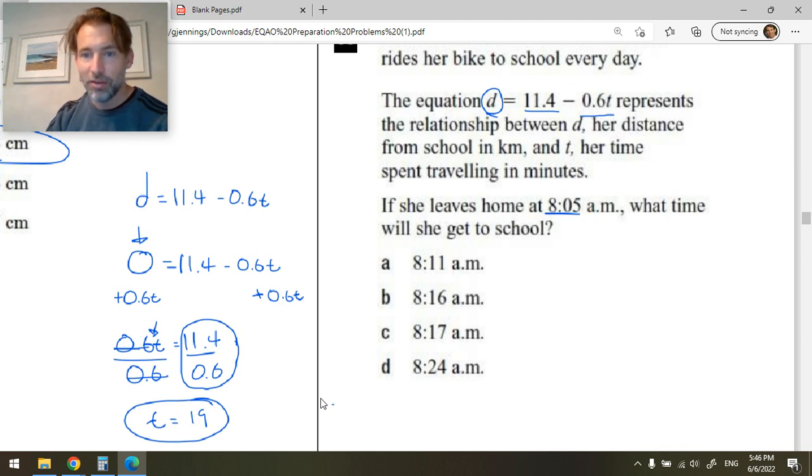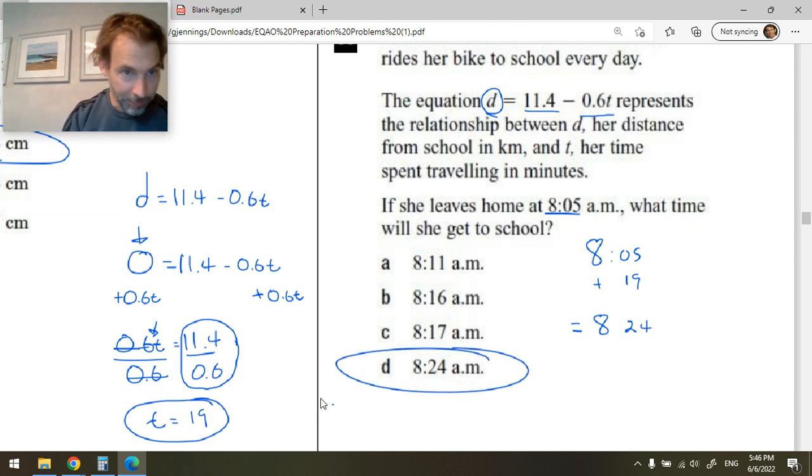She leaves at 8:05. 8:05 plus 19 minutes equals 8:24 a.m. All right, let's keep going.